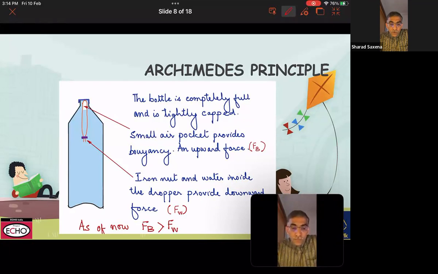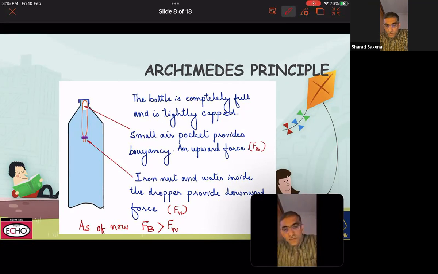And there is a downward force. What does the downward force comprise of? It comprises the iron nut, which is attached to the dropper, and the water inside the dropper, not the complete dropper, but a part of it. And that is FW, we can say the force due to the weight. Right now, the buoyant force is more, so it is pulling it upwards and the dropper is floating.